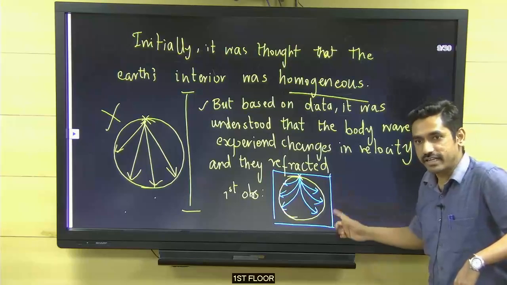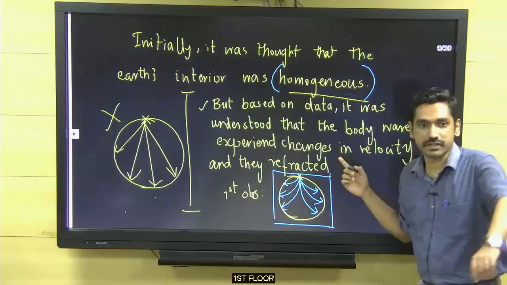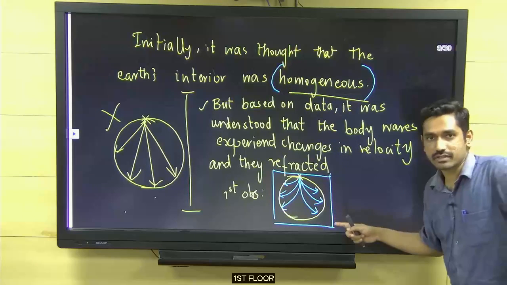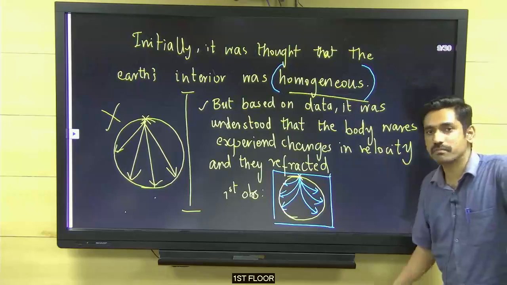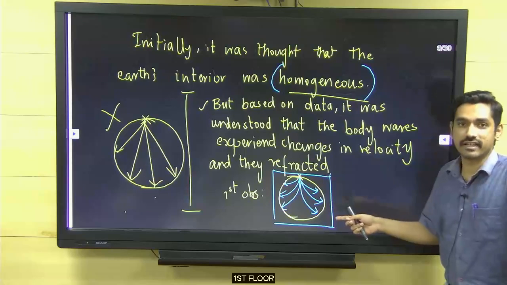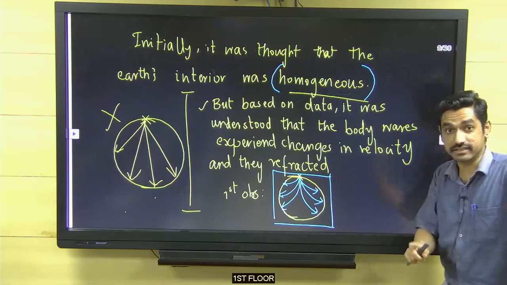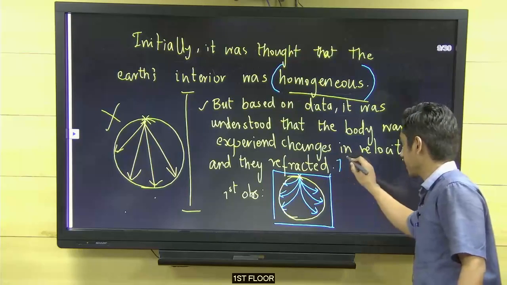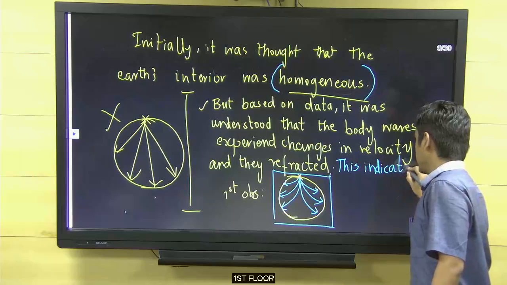Now, this properly indicates one important refutation. This assumption was wrong in the first place. If you are going to have refraction, refraction is possible, as we discussed in the previous slide, only if there is a change in medium. So refraction indicates that the Earth is not a homogeneous medium. It indicates that Earth is heterogeneous. This indicates heterogeneity of the interior.